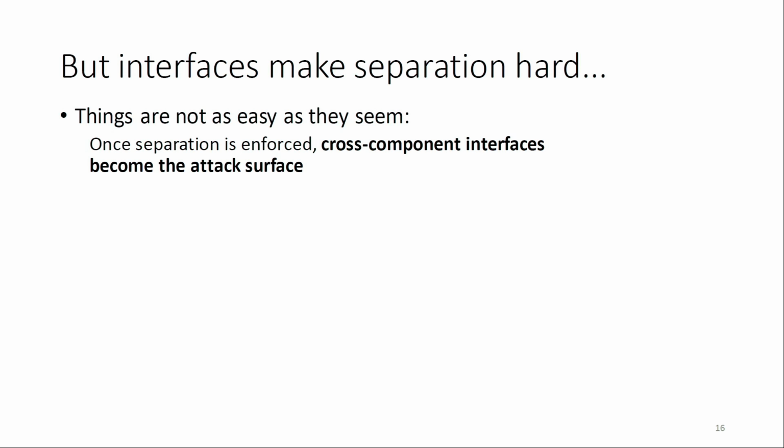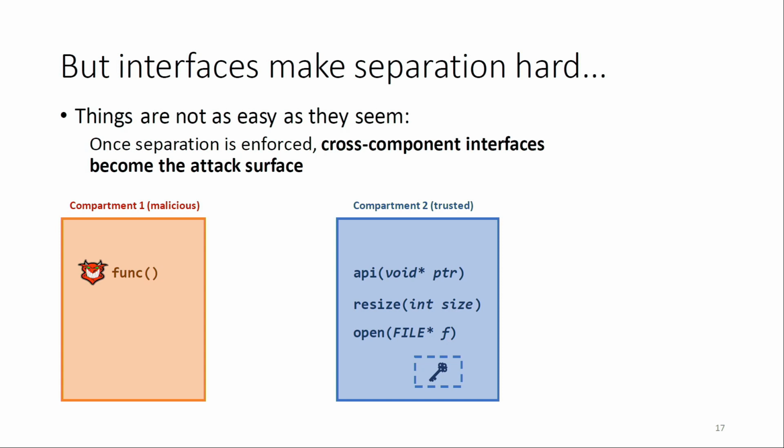Unfortunately, as we're highlighting in this work, things are not quite as easy as they might seem. In privilege-separated software, cross-component interfaces are the attack surface, and there all sorts of things can go wrong security-wise. So let me give you a few examples. Let's say we have two compartments, one on the left that we deem to be malicious, and the other one on the right, trusted, protecting some sort of secret.